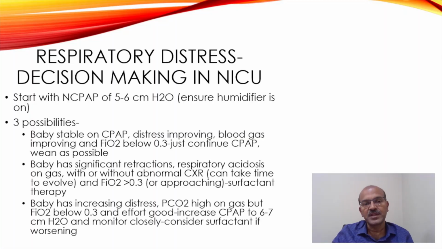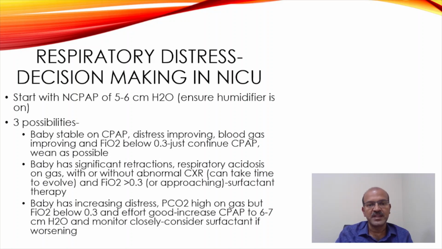So normally we start with a CPAP of 5 to 6 centimeters. So in a baby with respiratory distress who is mildly distressed, you can use closer to 5. But if there is significant recession, we can go straight to 6 centimeter of water. And as I mentioned, ensure the humidifier is on.